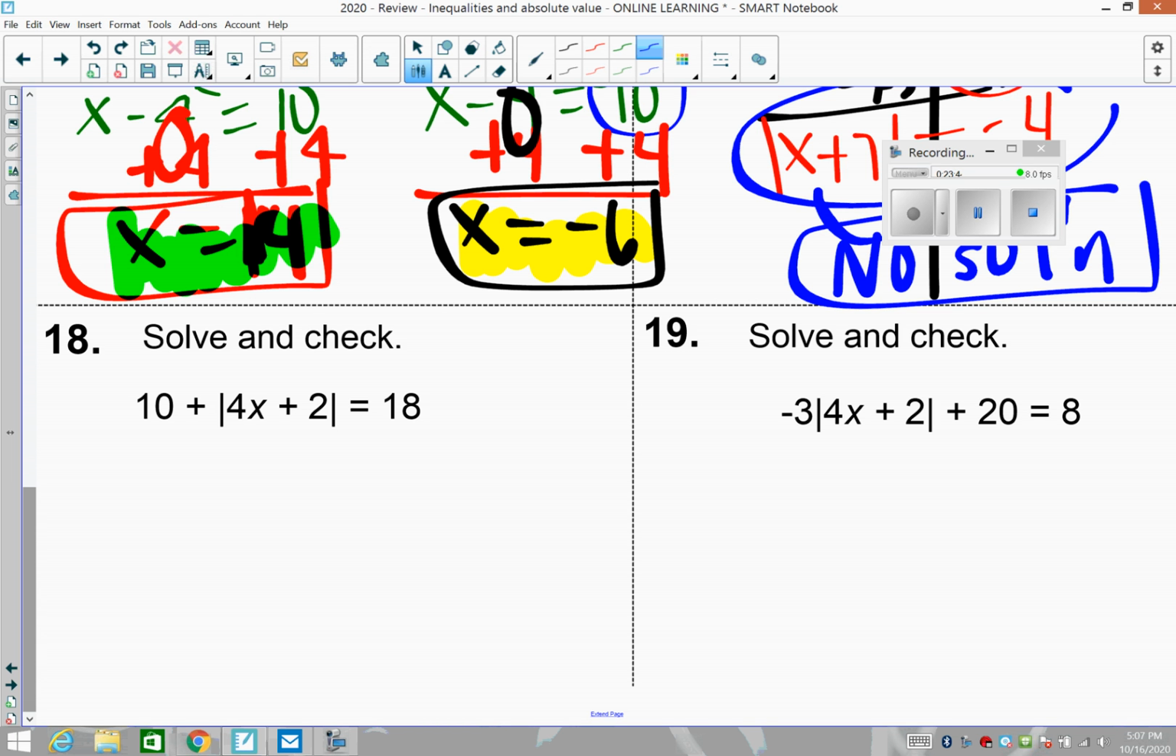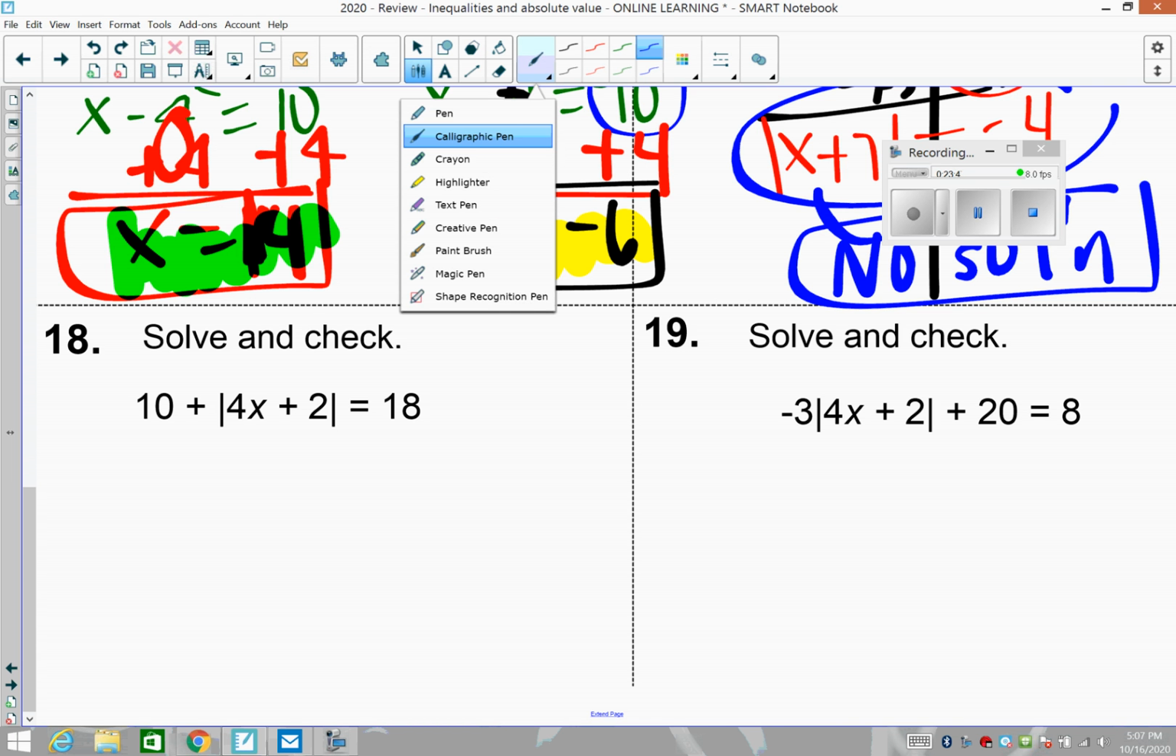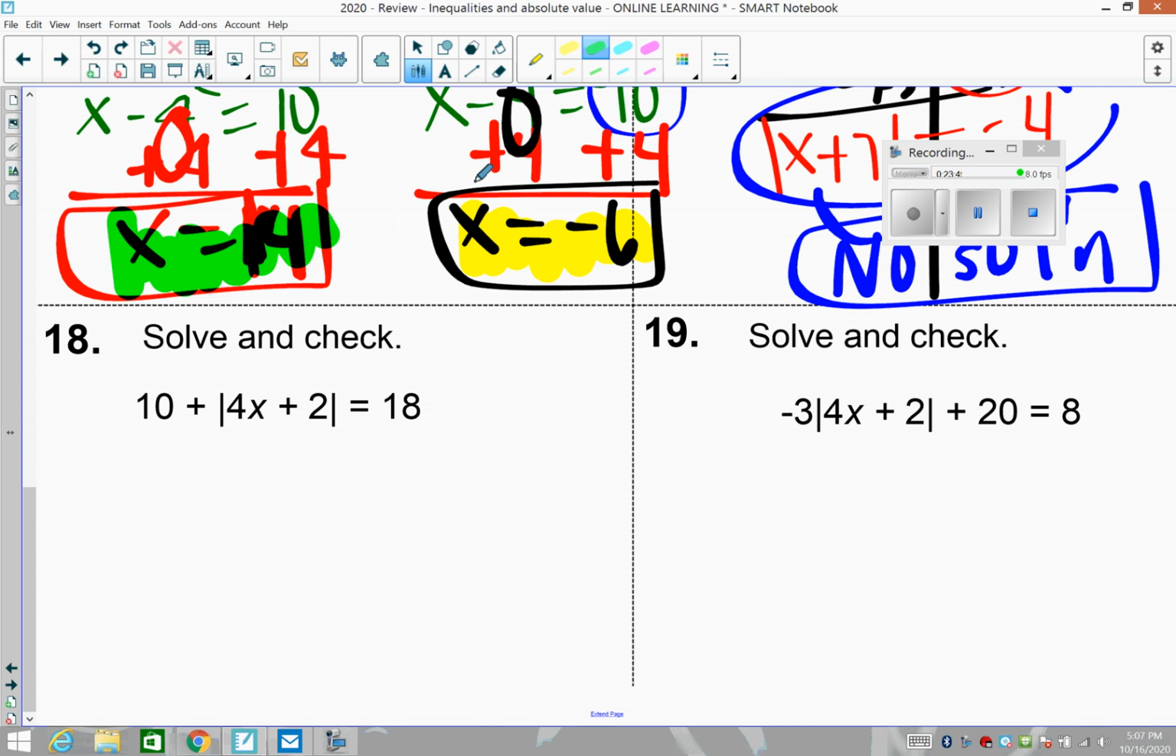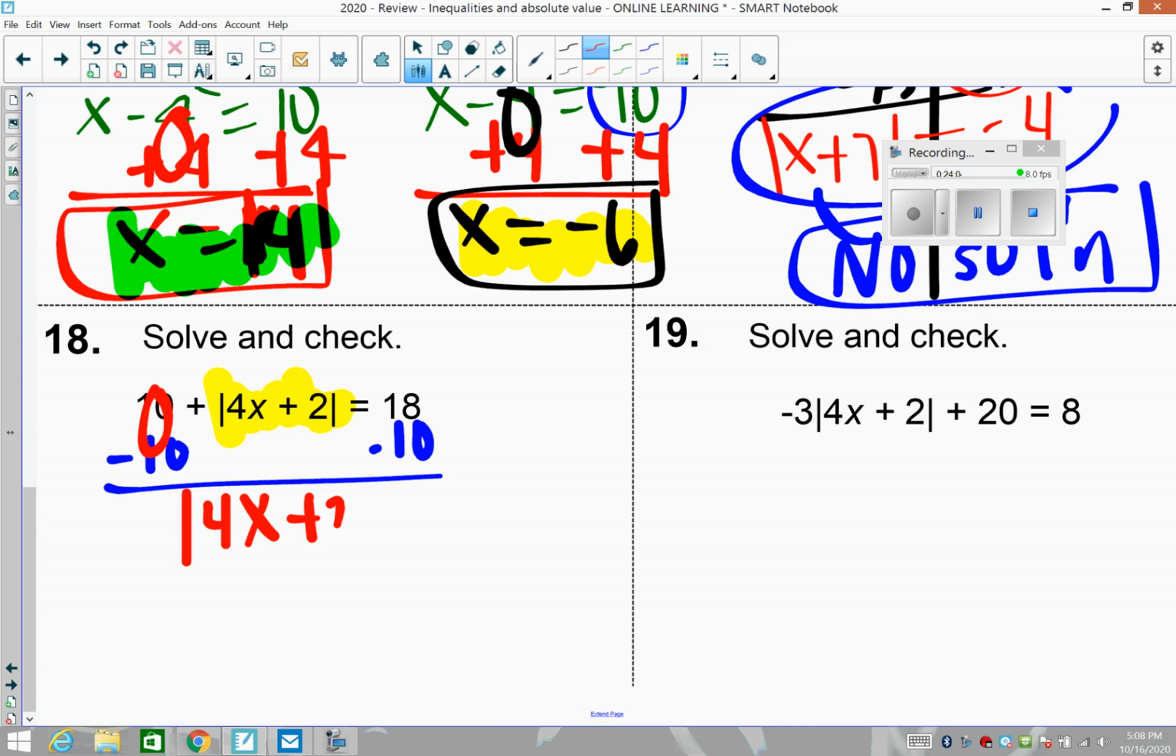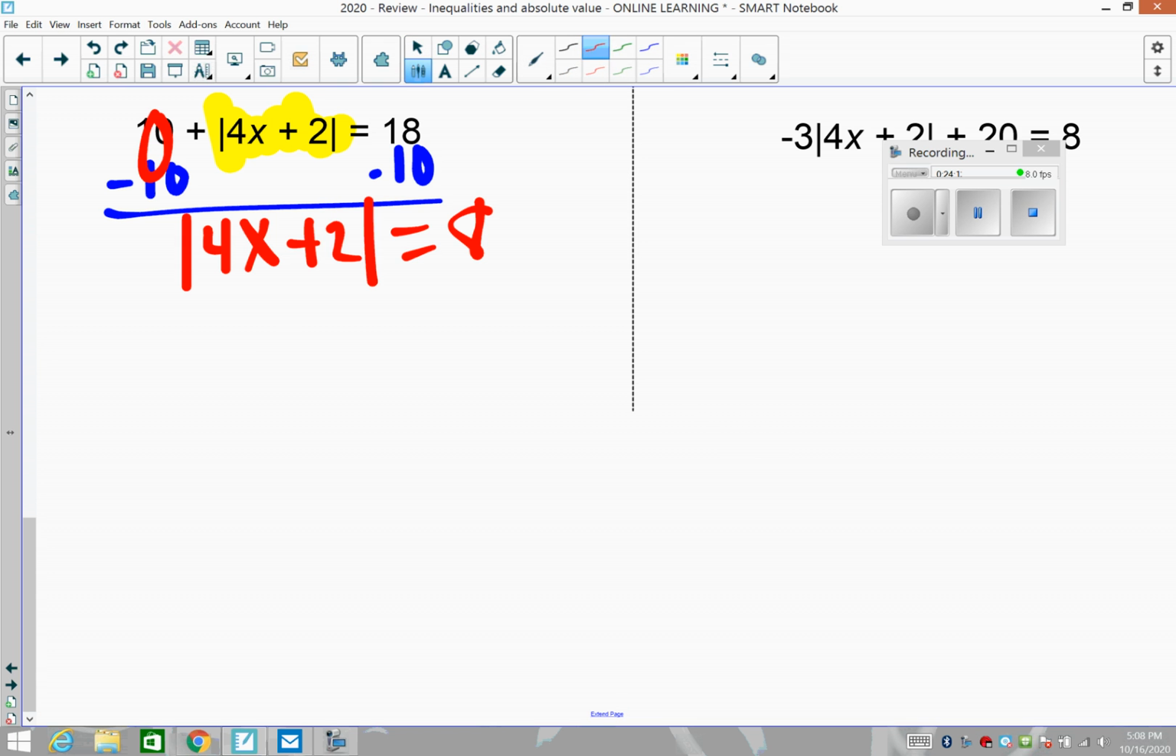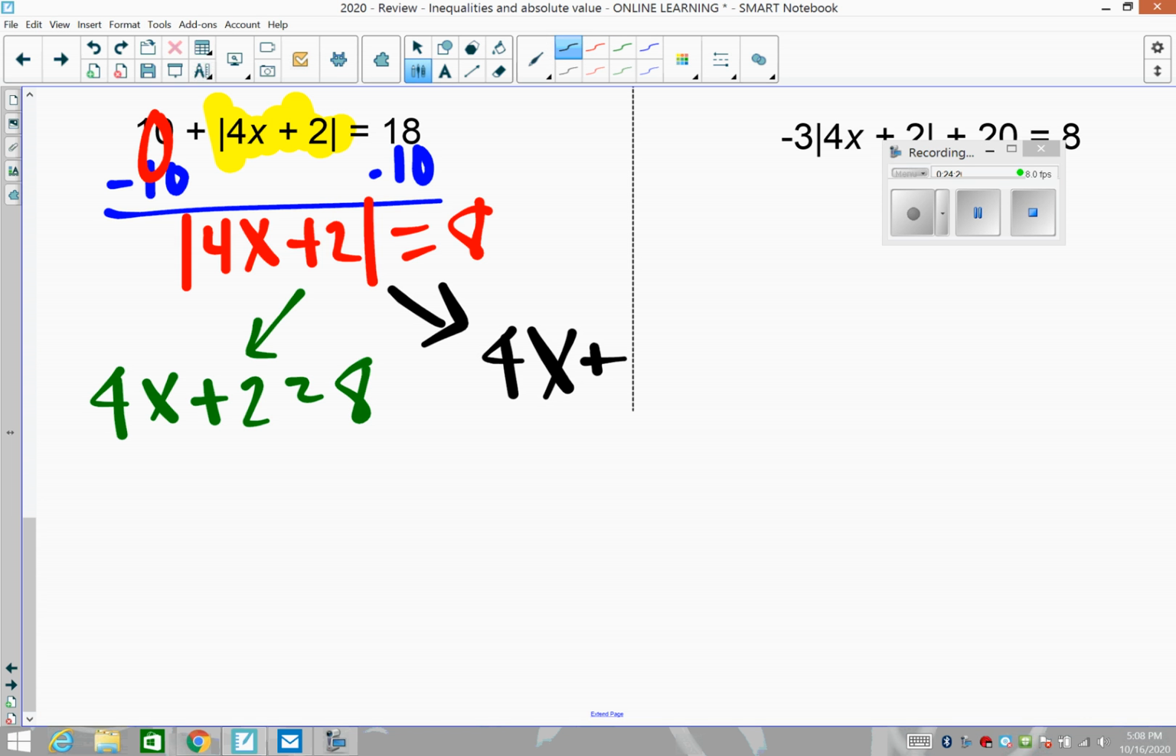Question 18. Again, we need to solve the absolute value, get it alone. Okay, coolio. This has to be alone before we can split anything. So we're going to subtract 10, copy, paste. So we end up with the absolute value of 4x plus 2 is equal to 8. So now we're going to drag to the left, which is 4x plus 2 equals 8. And we're going to drag to the right, which is 4x plus 2 equals negative 8. We're going to solve both.